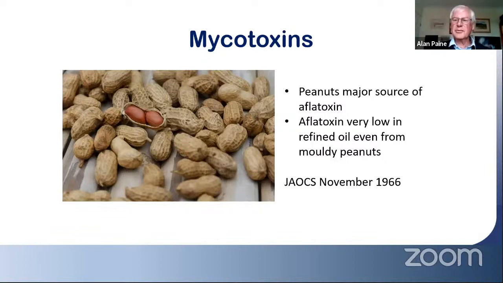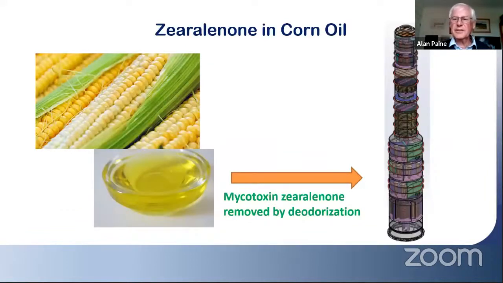Mycotoxins are derived from fungi, and these can be very dangerous. The mold that grows on peanuts is a notorious source of aflatoxin and can also be found in a wide range of foodstuffs. But fortunately for us, even oil produced from moldy peanuts can be refined and made into finished oil with very low levels of aflatoxin. Zearalenone is a mycotoxin found in corn oil, but this is normally stripped out of the oil by deodorization, although it is possible for some residues to remain.